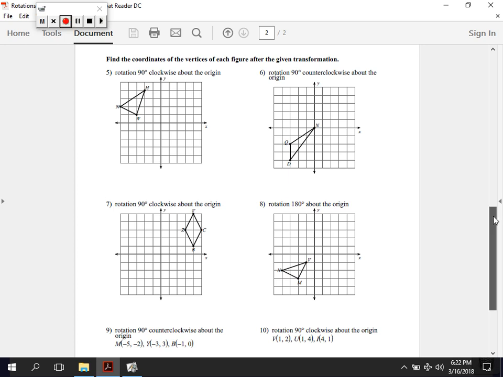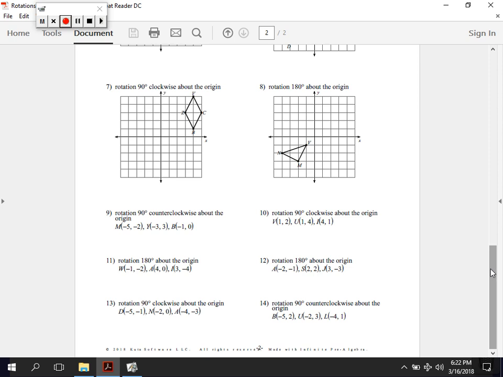And then the bottom part, there's no graphing. There's only 1, 2, 3, 4, 5, 6 problems where you're just applying the rule and writing the new coordinates. So you'll just list the new point like A prime, and give me the new location. So remember to write your rule for each, because they're all different. And then apply your rule and label with the appropriate notation.